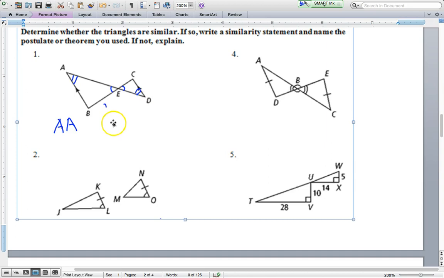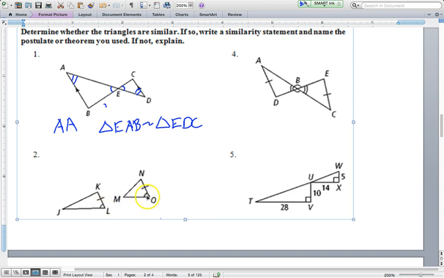So our triangles, we could say triangle EAB is similar to triangle EDC, because we went from the one angle mark to the two angle mark to the one that we didn't have an angle mark for. So that's how we know by AA. Okay, let's look at number 2.